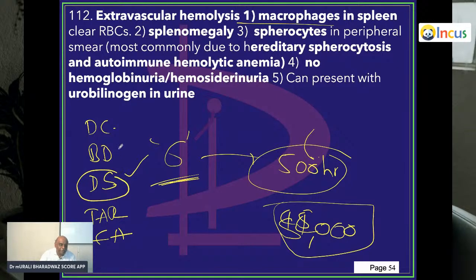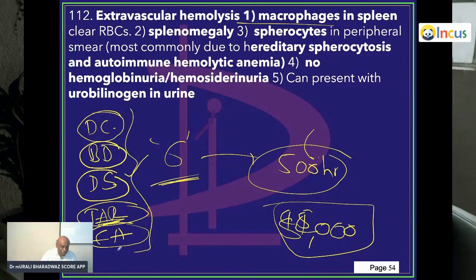Shwachman-Diamond, Blackfan-Diamond, Fanconi anemia. What thrombo? Come on, thrombocytopenia and absent radius, and dyskeratosis congenita.